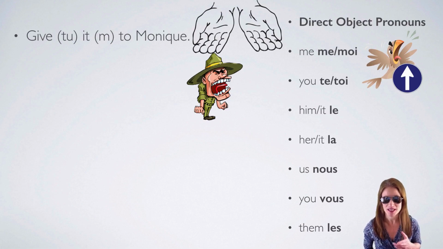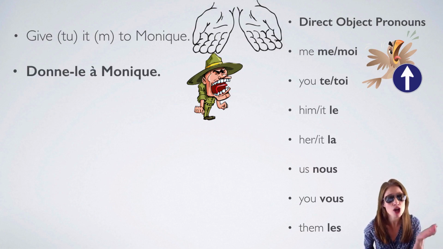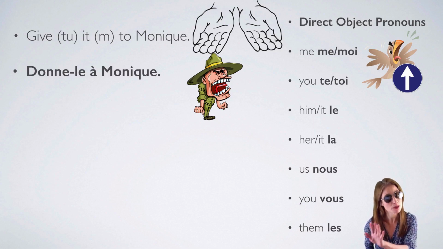Give it to Monique. We are addressing to and your it is masculine. Okay, give it is direct. Give it, not give to it or to him. Donne-le à Monique. So in that sentence, the le is the direct object and the indirect object is Monique. The money is being given to Monique.